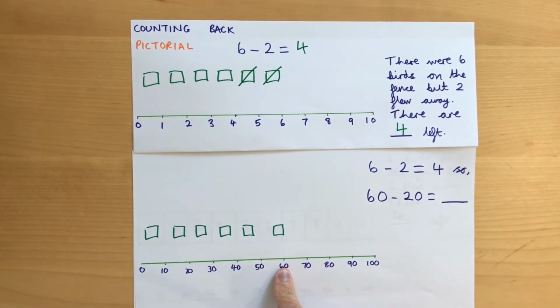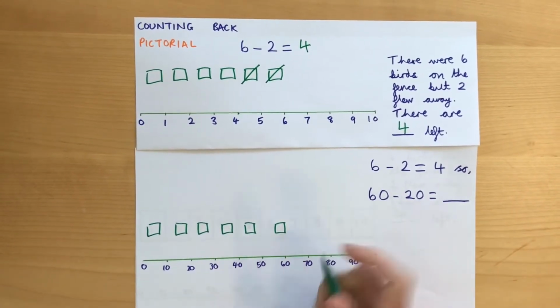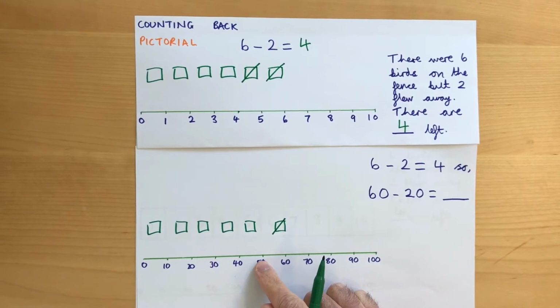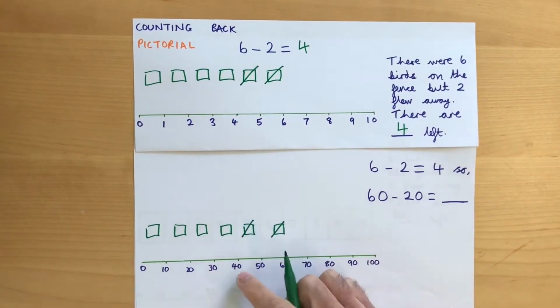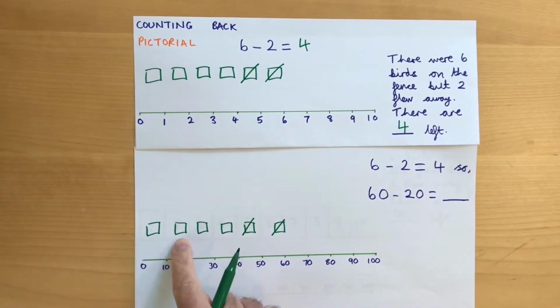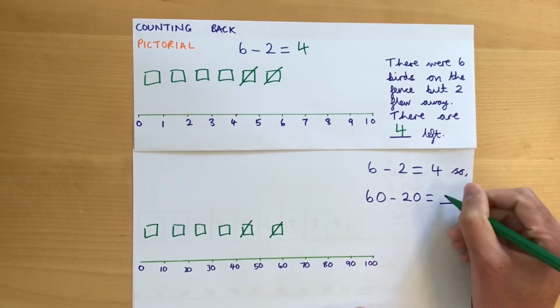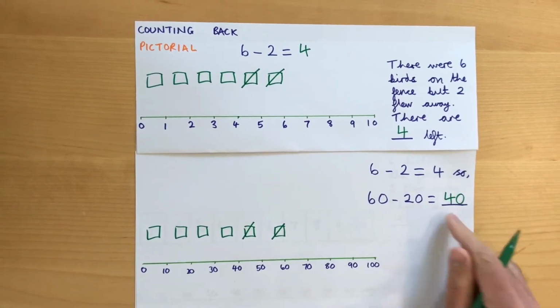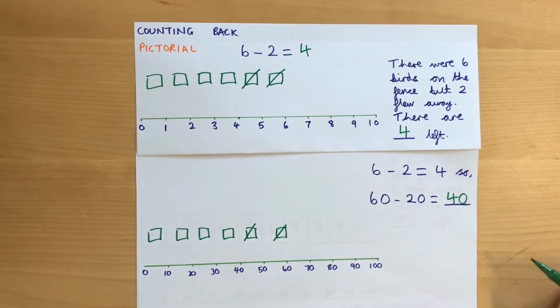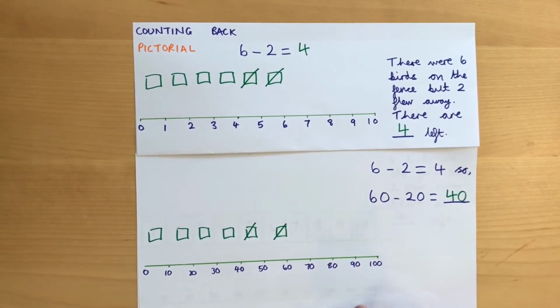I start with 60, jump back to 50, cross out one of my tens. I jump back, cross out one of my tens. I've got 1, 2, 3, 4 tens left. So 60 subtract 20 is 40. And hopefully you should see the link between these two sentences. Saying them out loud will really help you.